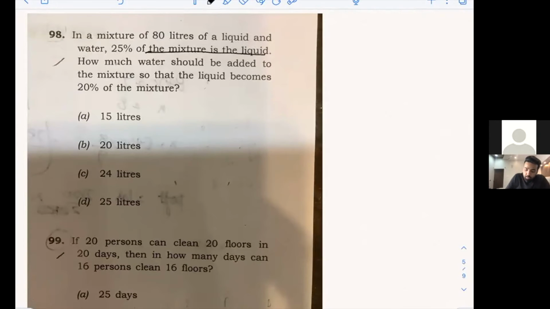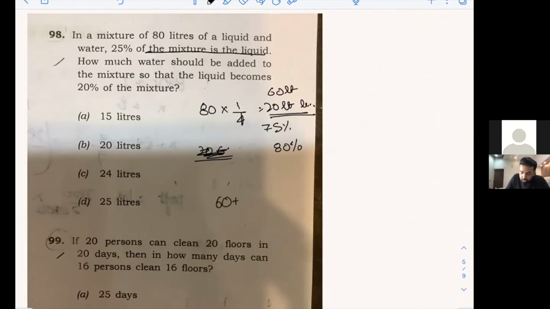Moving ahead, in a mixture of 80 liters of liquid and water, 25% of the mixture is liquid. 80 mixture था उसमें 25%, that means 1/4, that means 20 liters आपका liquid है. How much water should be added so that the liquid becomes 20% of the mixture? पहले पानी परसेंटेज था 75%, अब पानी परसेंटेज हमने 80 करना है. और हमारे पास अगर 20 लीटर्स लिक्विड था तो 60 लीटर्स आपका वाटर था.